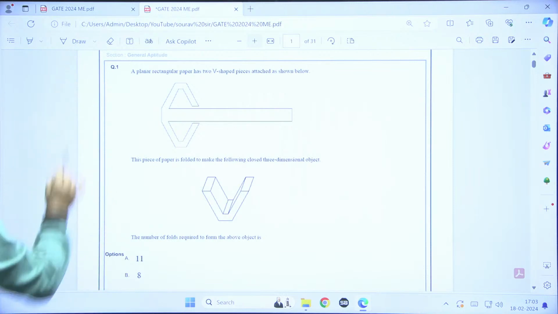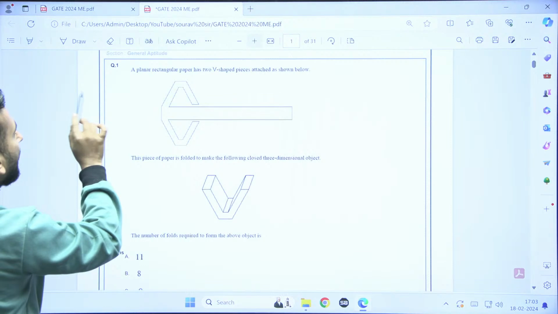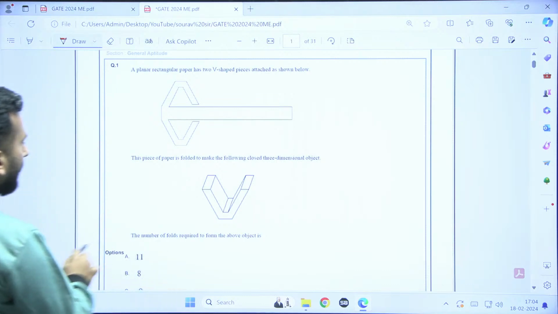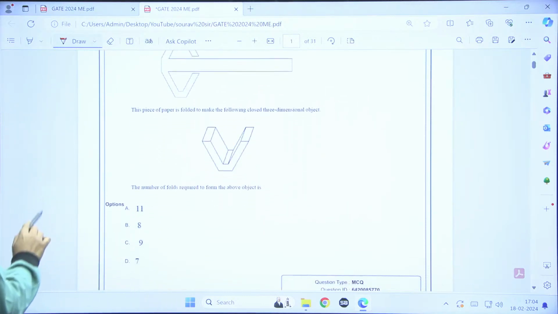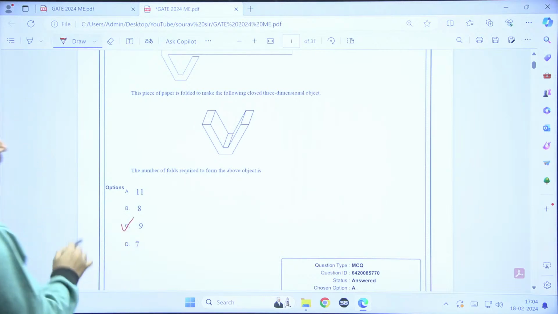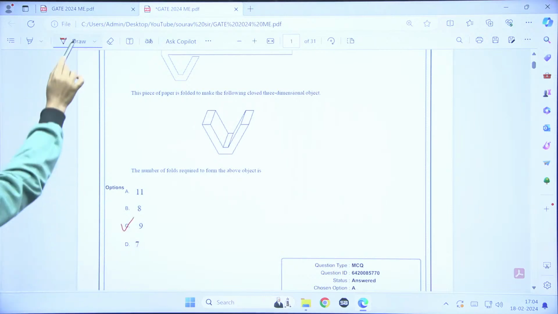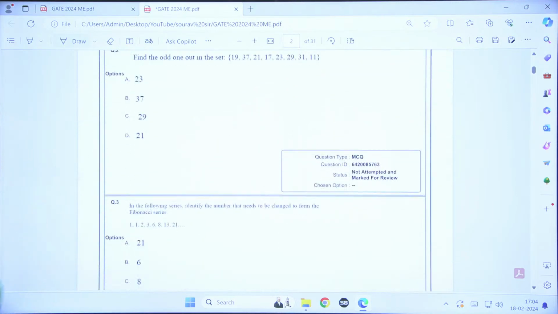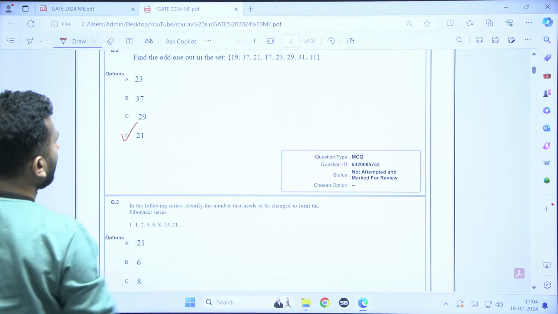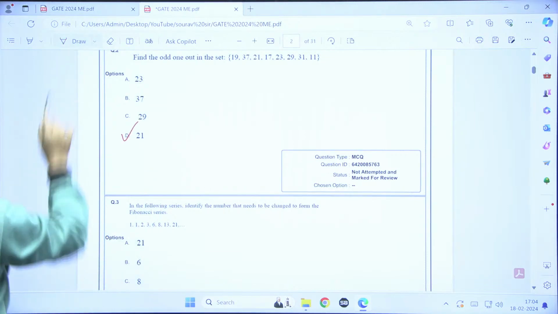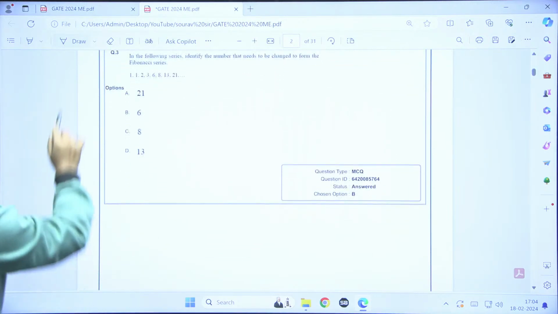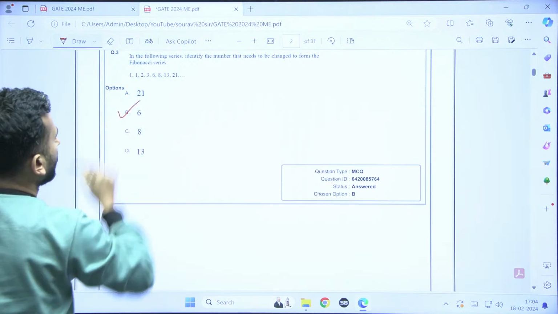Starting from question number 1, general aptitude. This question, a planar rectangular paper has 2 V-shaped pieces, the answer will be C, 9. Moving on to the next, find the odd one out of the set. The answer for this question is D, that is 21. Now moving to question number 3, a question from the Fibonacci series. The answer for this is 6, that is option B.